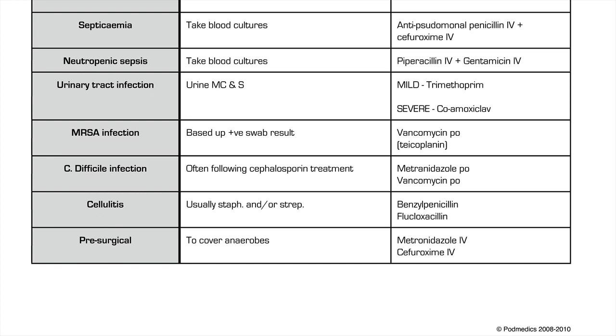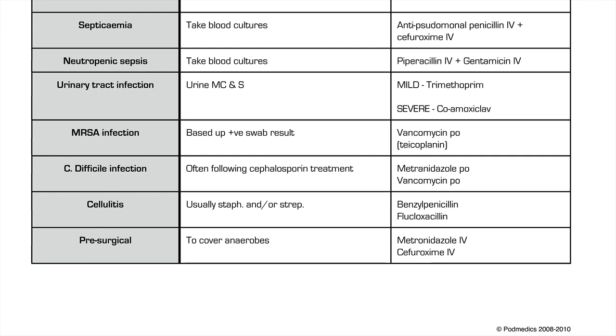UTIs, I mentioned briefly before, but important, there are a couple of options for UTIs. So one of them was cefalexin, but more commonly we see UTIs being treated nowadays with trimethoprim. For MRSA infection, we often see vancomycin being used, as this can be used orally. C. diff, often following cephalosporin treatment, can be treated with metronidazole and vancomycin.